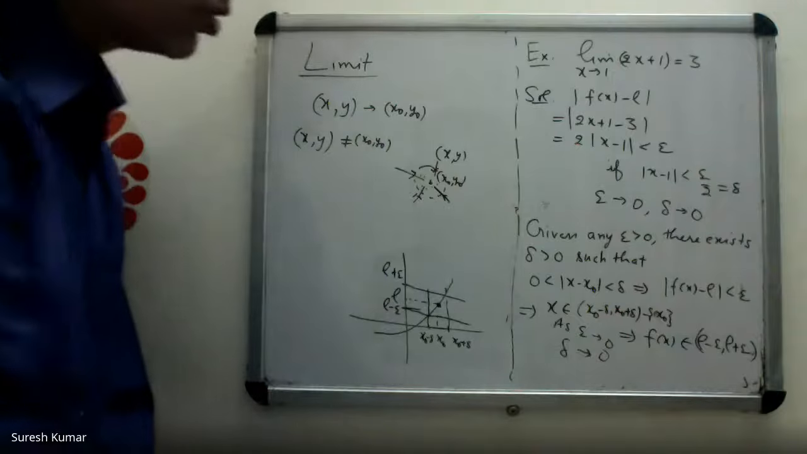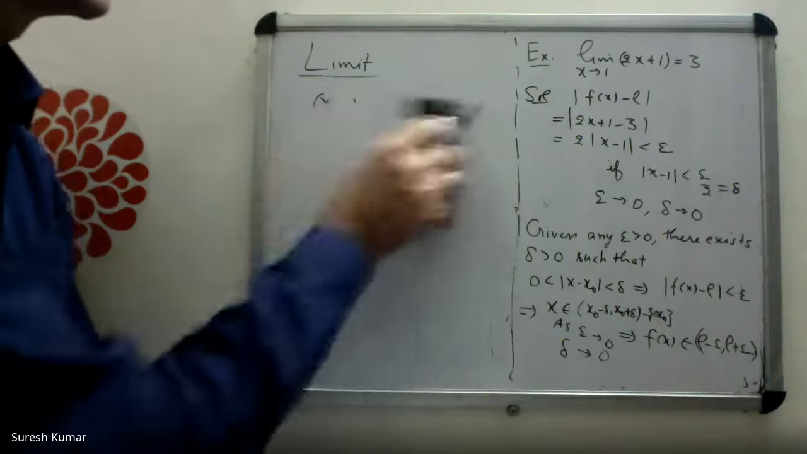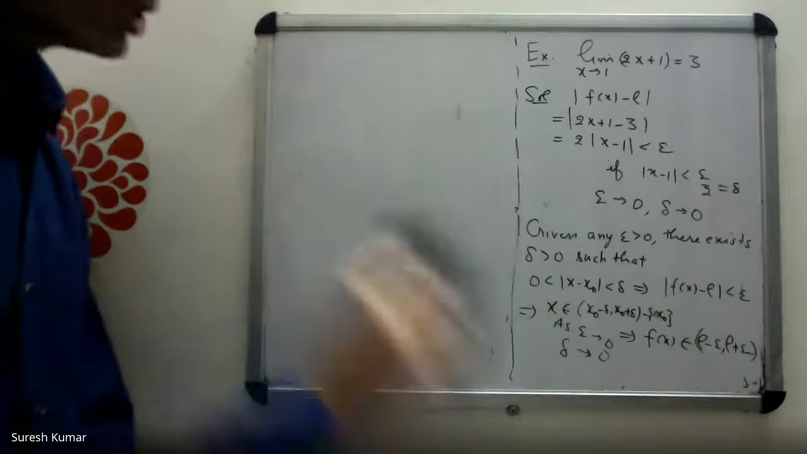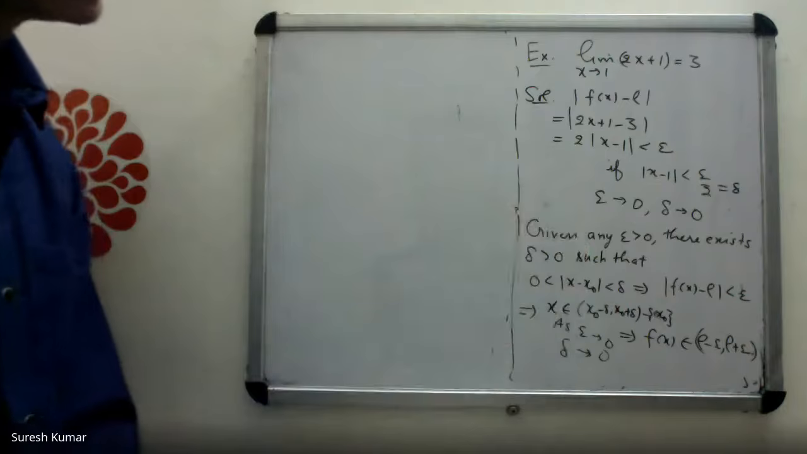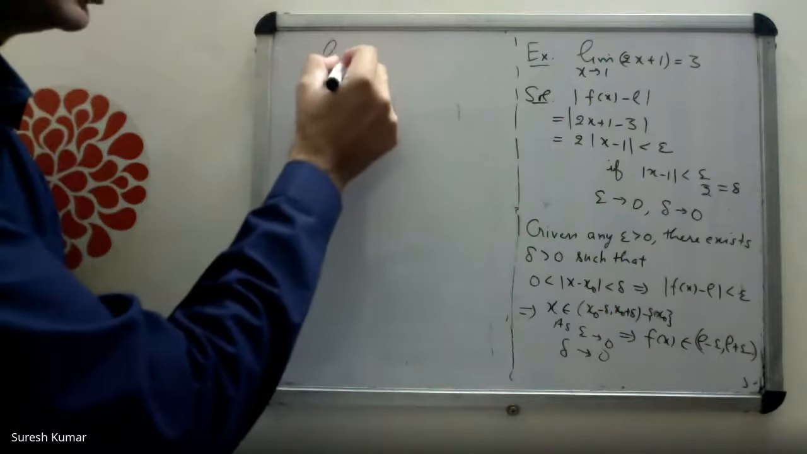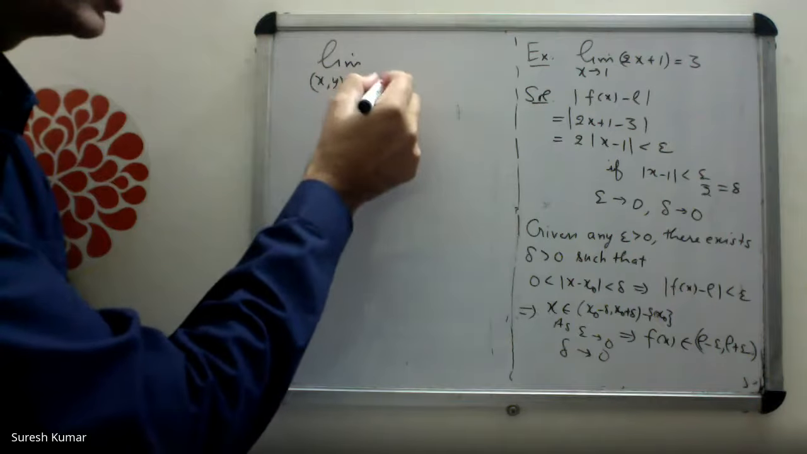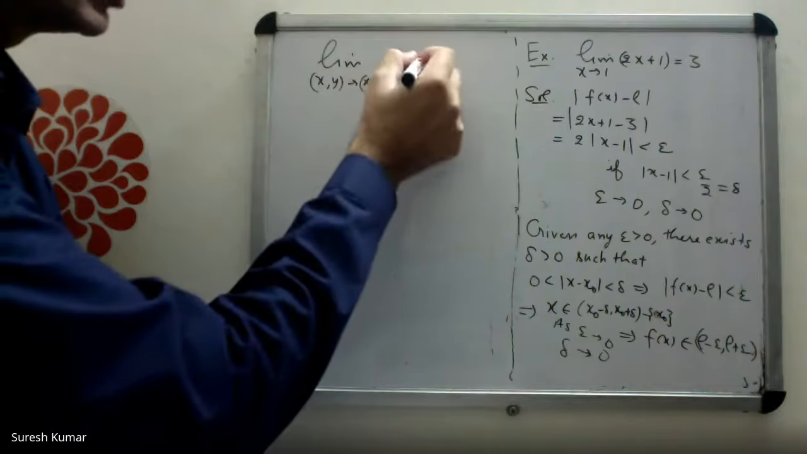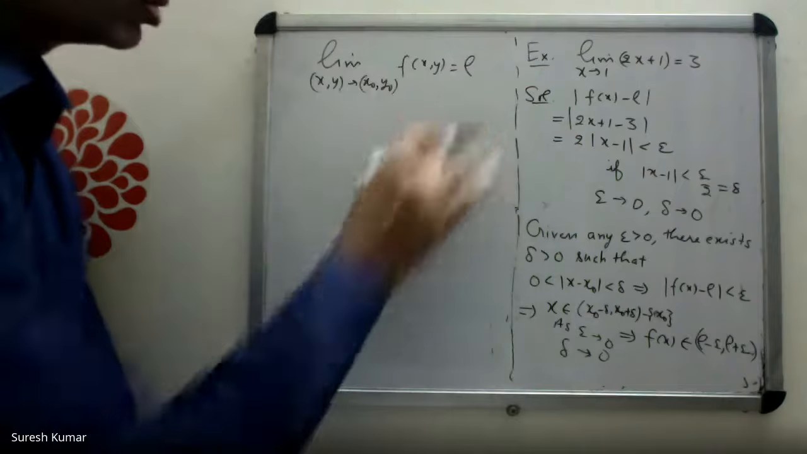So using epsilon delta, you can solve the limit problems. Now see the definition for a function of two variables. Rather, you can write yourself. Limit (x,y) going to (x0,y0) of f(x,y) is L. How to define it?